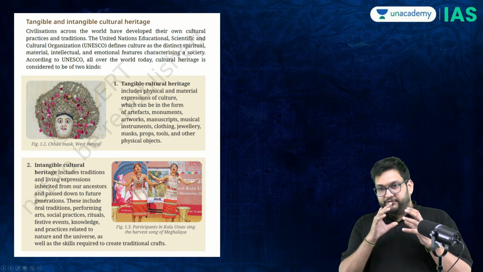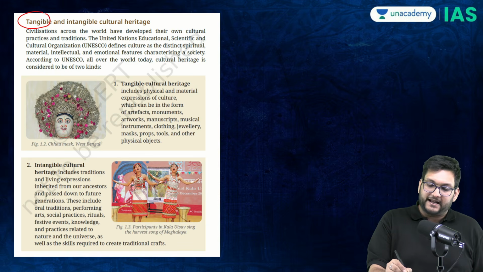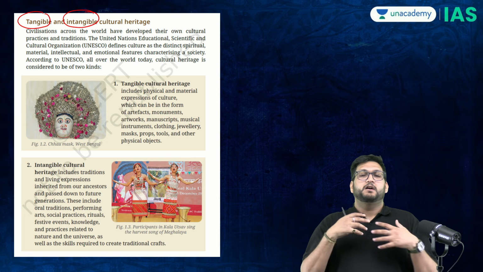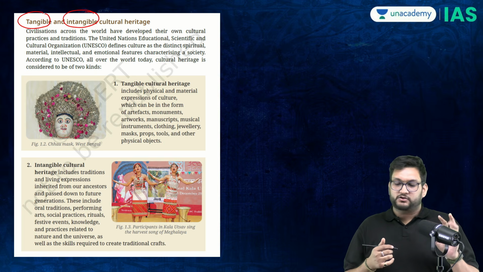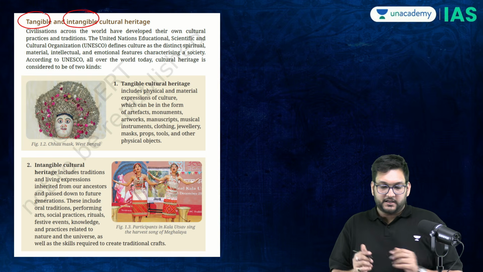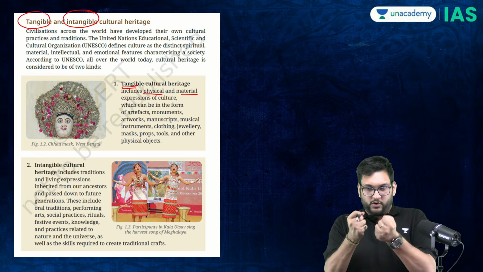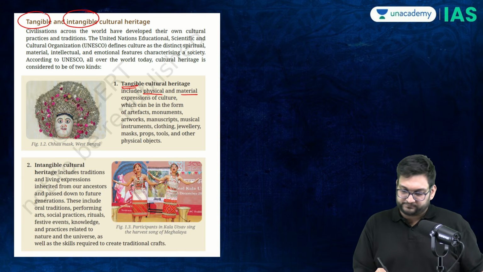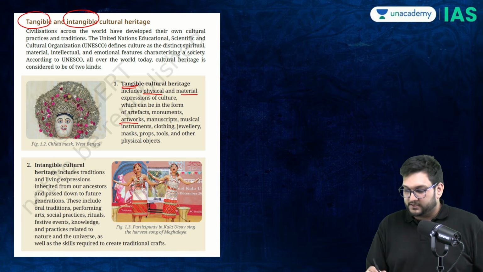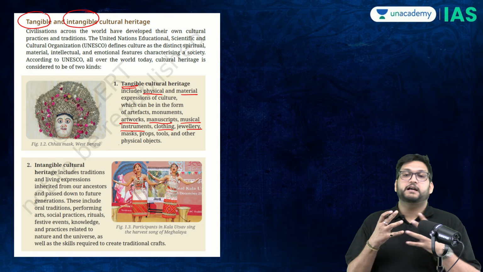So, the first thing is the chapter defines what is called tangible and intangible heritage, something which mostly confuses students. UNESCO divides all forms of culture into tangible and intangible. Tangible heritage is physical, material. You can basically hold it, it's something which you can touch. Artifacts, artworks, manuscripts, musical instruments, clothing, jewelry, physical objects.